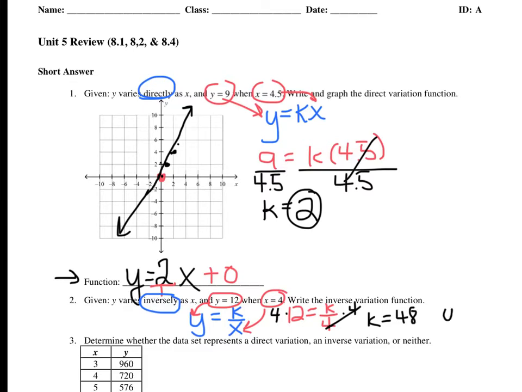So we write that in the equation y equals k over x, and we're going to put that 48 in for the k. Just like this. So that's the final answer to number 2.